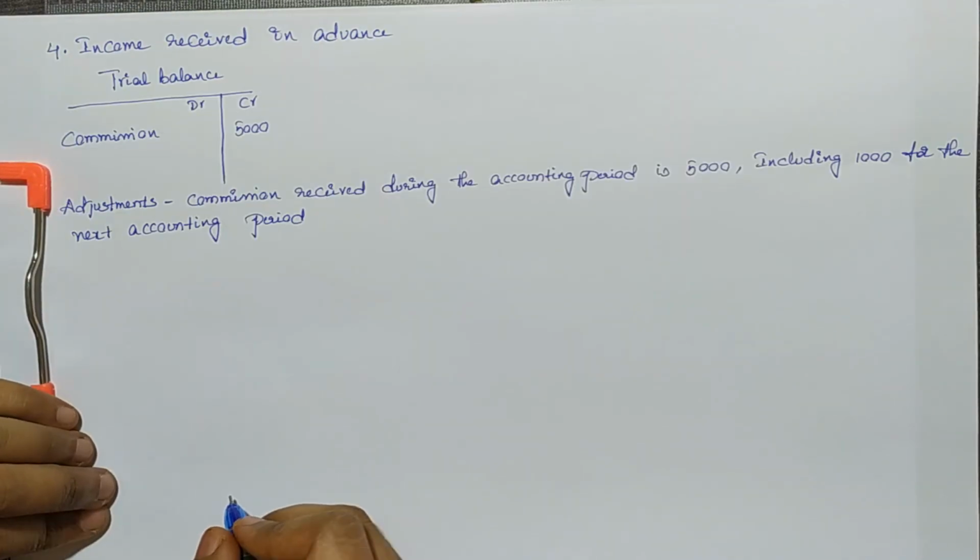Next adjustment is income received in advance. In the trial balance, commission amount is on credit side. That means we have received commission. So commission received is an income. The adjustment says commission received during the accounting period is 5,000, including 1,000 for the next accounting period, which means 5,000 is the total commission received. In that, 1,000 pertains to next year, but the business has received the amount in advance.